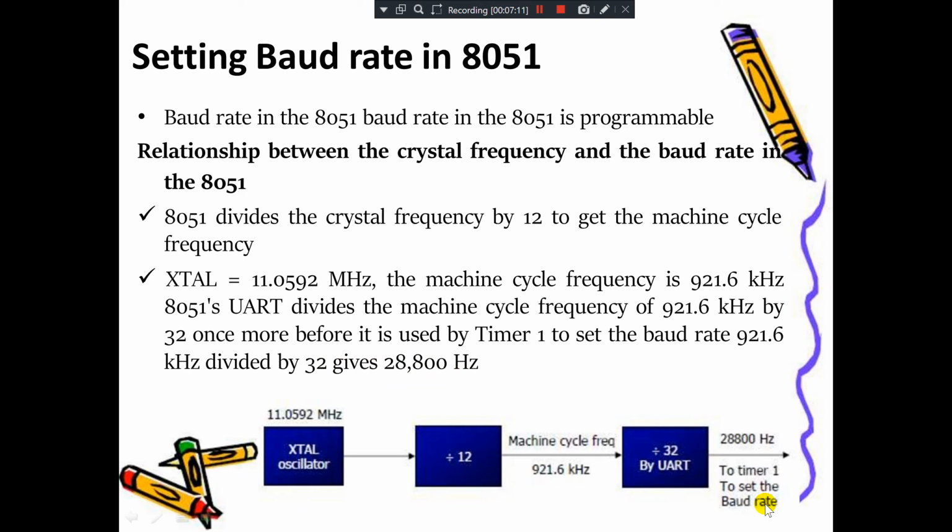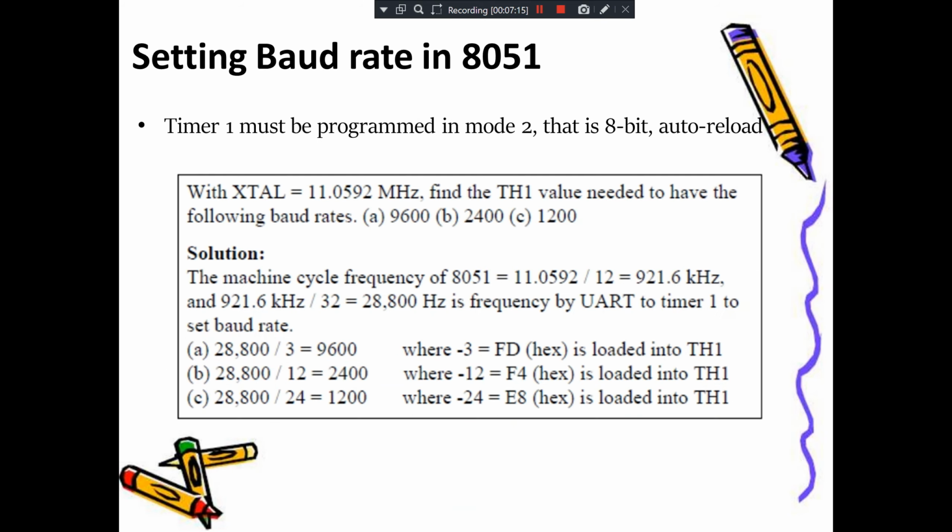We know that in 8051 we have two timers, timer 0 and timer 1. Here is an example: timer 1 must be programmed in mode 2, that is 8-bit auto reload, with a crystal oscillator frequency of 11.0592 megahertz. Find the timer high 1 (TH1) value needed to get the following baud rates. TH1 is 8-bit, and the baud rates given are 9600, 2400 and 1200.